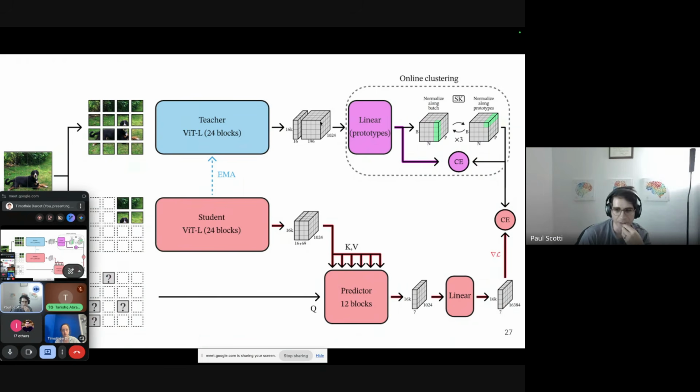Interesting. And quick follow-up on that. DINO v3, why are they still using iBOT loss?